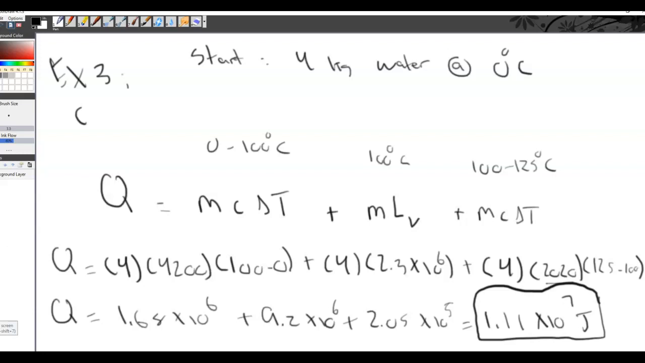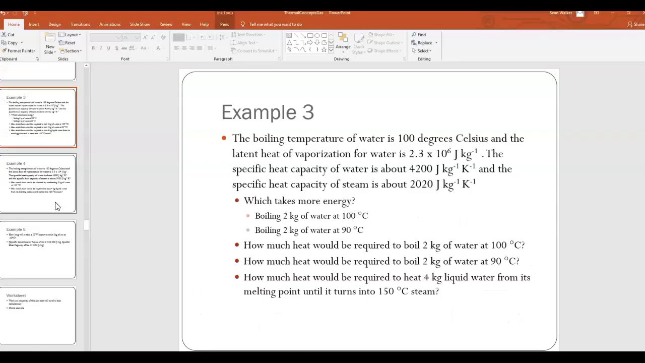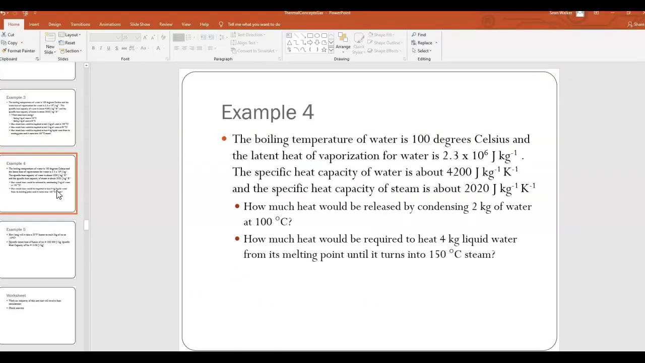Okay, so just to clear the screen, let's go back to the notes. Example 4 says the boiling temperature of water is 100 degrees Celsius, and gives the latent heat of vaporization for water. So all these values are basically the same as what was given before. How much heat would be released by condensing 2 kilograms of water at 100 degrees Celsius?